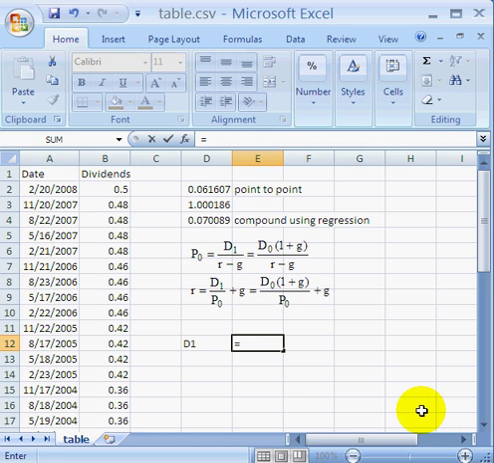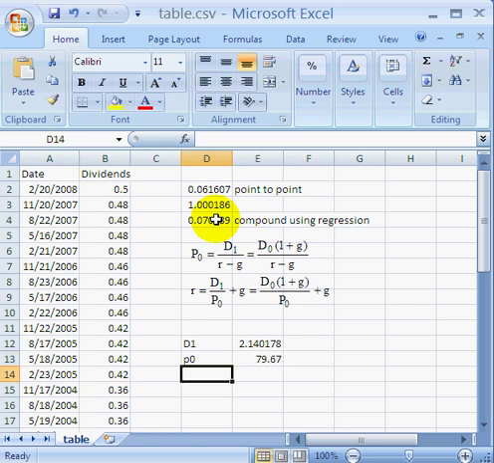Well, it's the annual dividend, and we've got quarterly dividends of 50 cents. So that's 4 times the quarterly dividend, times 1 plus the growth rate, and our growth rate is 7.0089%. So there's a figure for D1. That's about $2.14 a share per year. We've got a price, P0, which is $79.67.